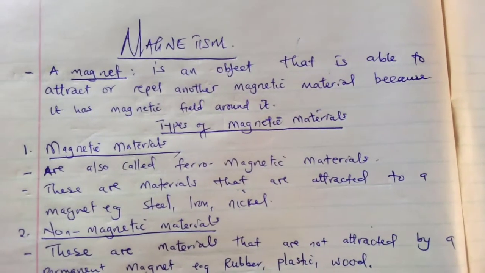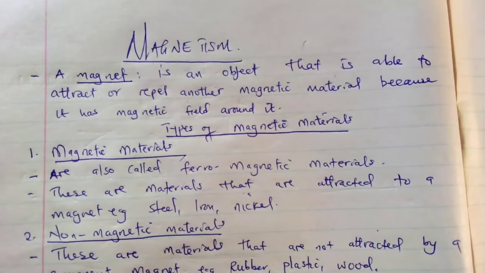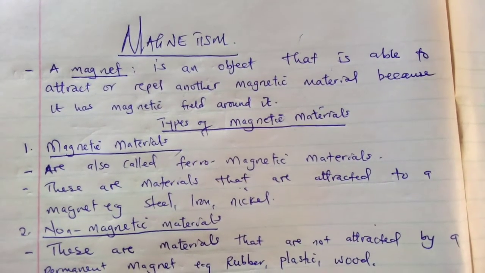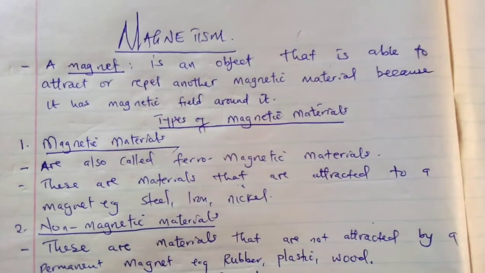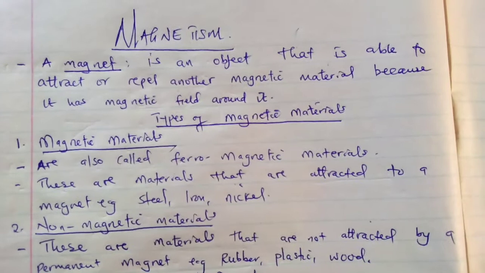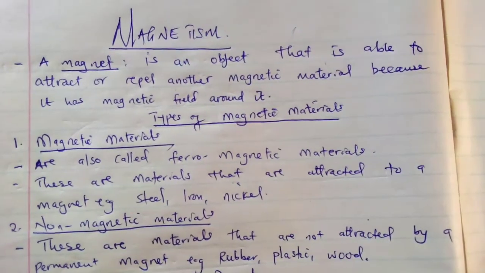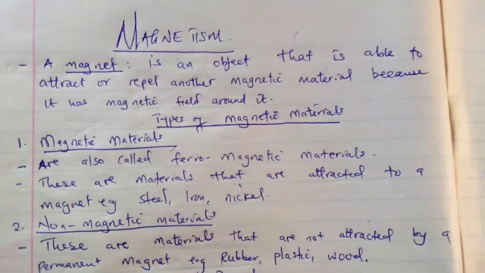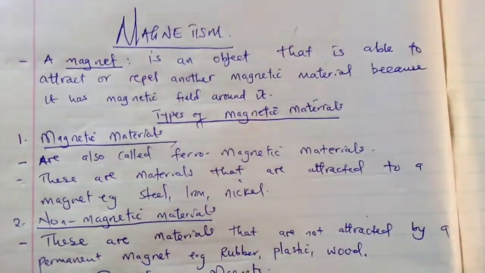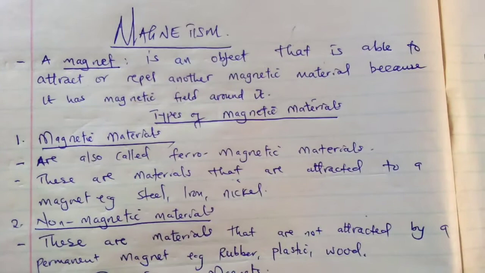Welcome, ladies and gentlemen, to a topic on magnetism. Now, in this topic, we want to look at a permanent magnet, its properties, and what happens when a magnetic material is brought near a permanent magnet.